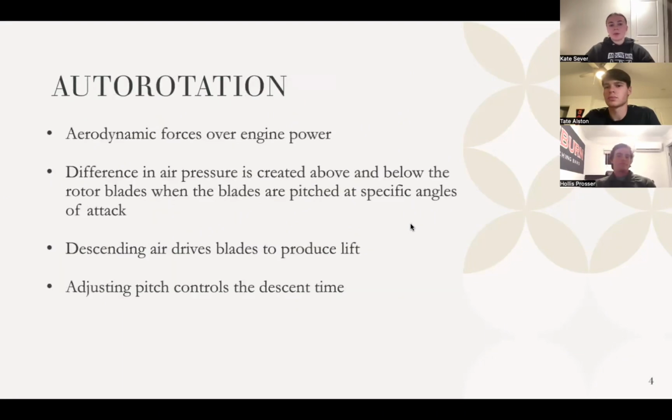A brief overview on autorotation. This is when aerodynamic forces produce lift over engine power. So autorotation occurs when a difference in air pressure is created above and below rotor blades, like on a helicopter, when these blades are pitched at specific angles of attack. So as the autorotating device descends, the air itself will drive the blades to produce lift, and your descent time is controlled by adjusting the pitch of these blades.